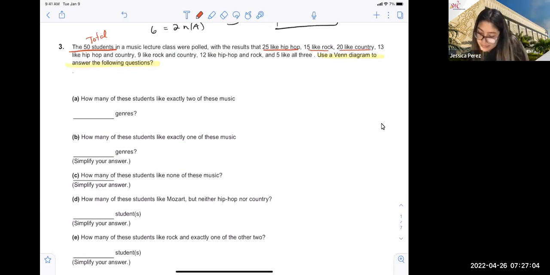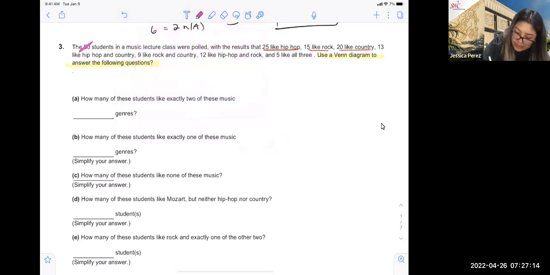So we have 25 plus 15 plus 20. I think there should be a different number here. Let me change this number to 70. Okay. So I made these questions up.